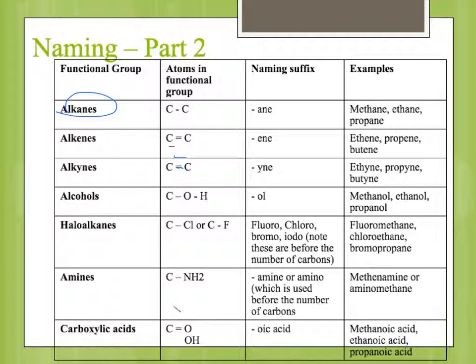Carboxylic acids, they are characterized by a C double bond OH, and remember they are acidic. The H at the end attached to the O can be lost, and that means that it's an acid. Other than that, you don't really need to know anything about them.